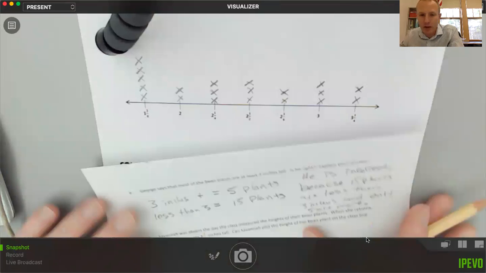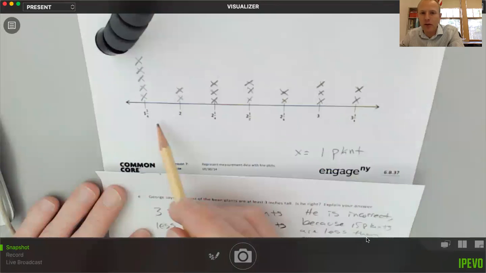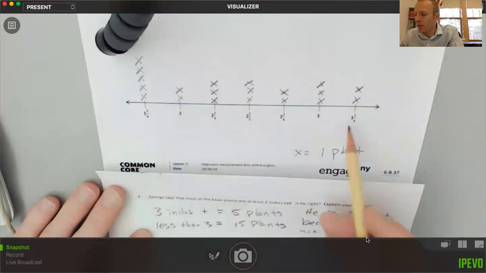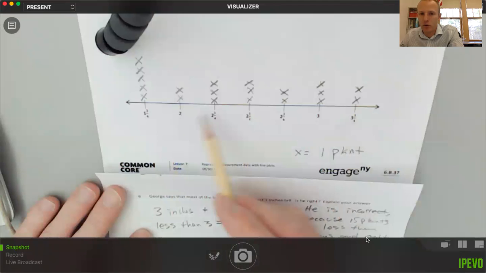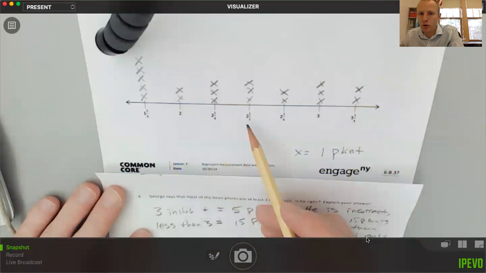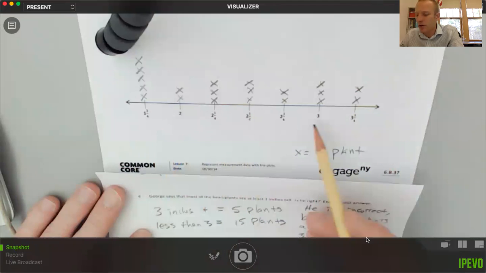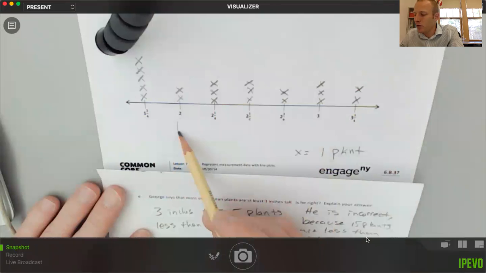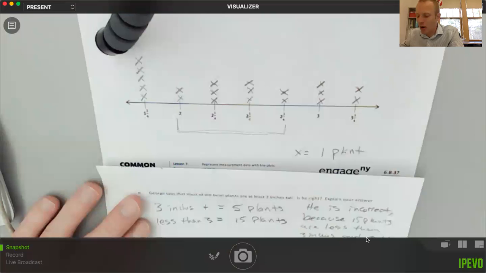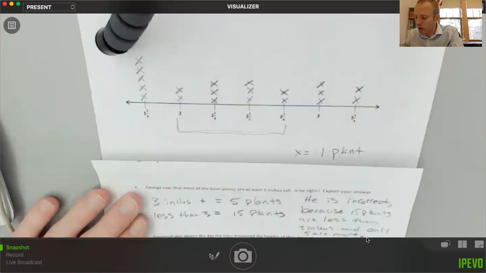Why or why not? So what we do here is we look and say, is there 2 2/4 on here? There's not. We have 2, 2 1/4, 2 1/2, 2 3/4. So all of our 2 measurements don't show 2 2/4. However, does 2 2/4 equal anything on our line?